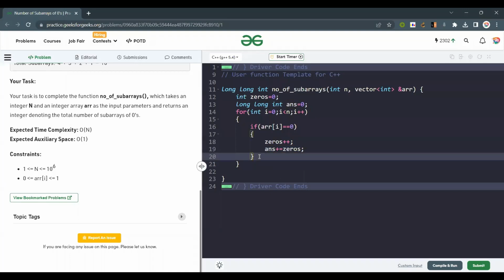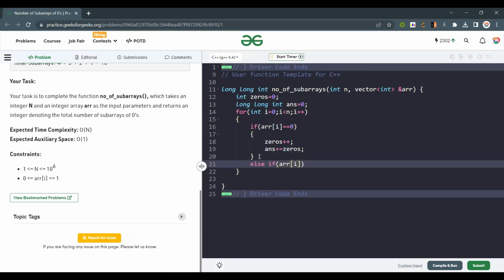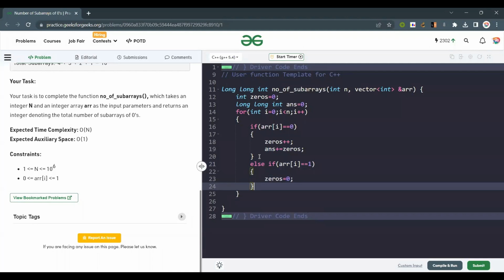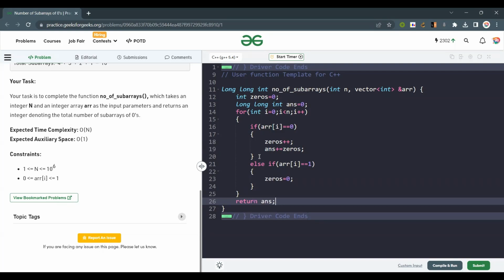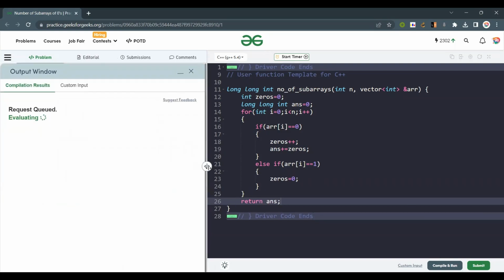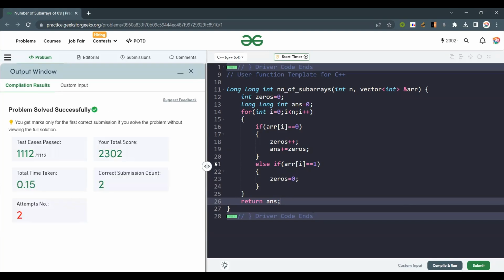Now if arr[i] is equal to 1, zeros will be reset to 0 because it will become non-contiguous. And then we return the answer as it is. So let's compile and run the code. Yes, let's submit the code. So yes, it is totally working fine.